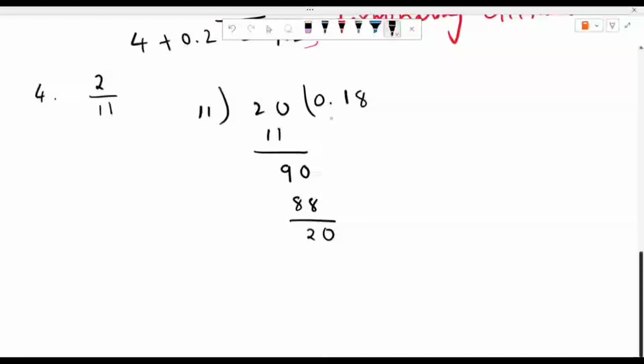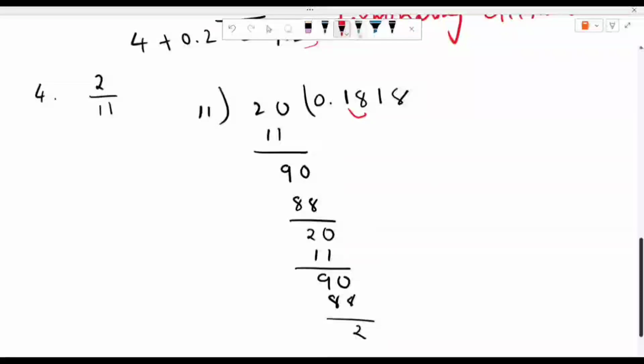Again it goes with 11 ones are 11. Again here 2 is remaining, 9. So the point is there, means 0. 11 eights again 88. So the remainder is 2. So now you can see here this goes on repeating. Okay, now it will never stop, and this 1818, what is happening? It is going to repeat.